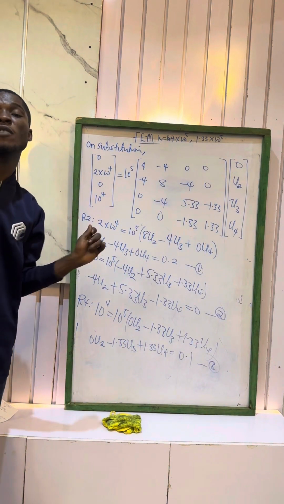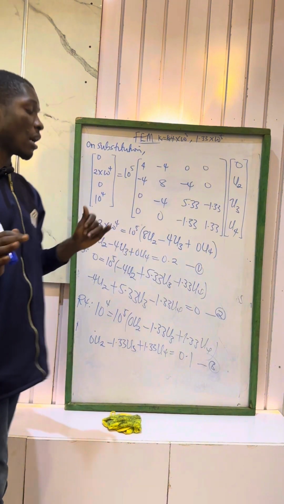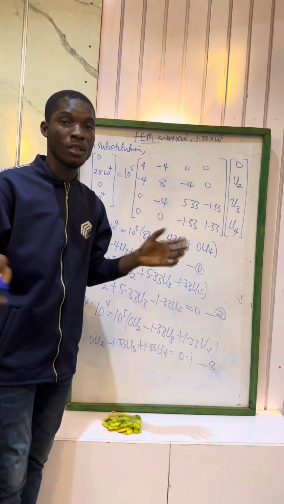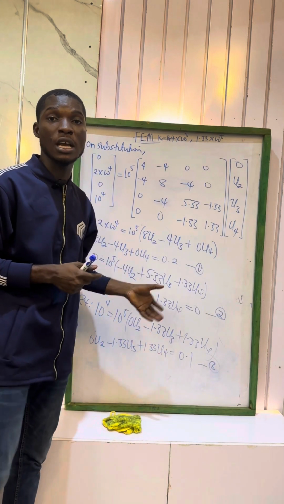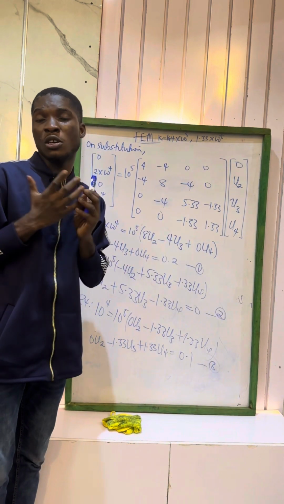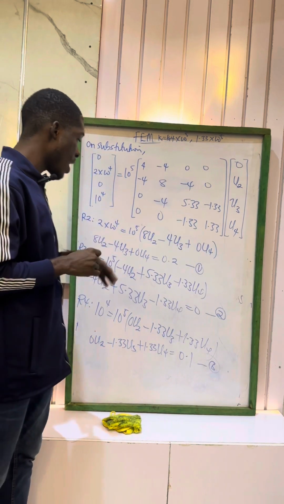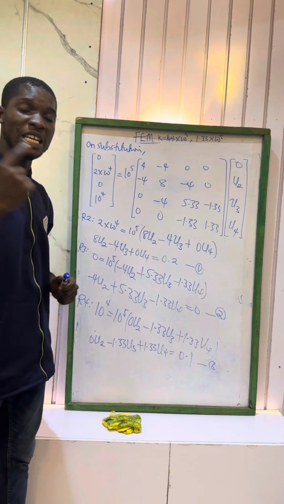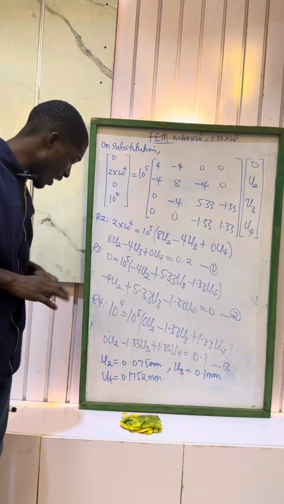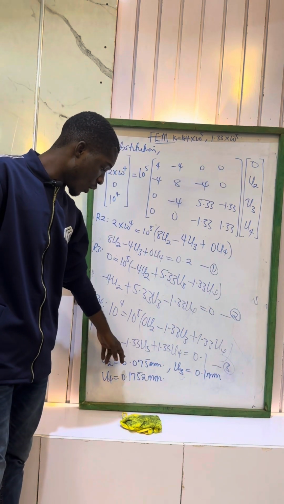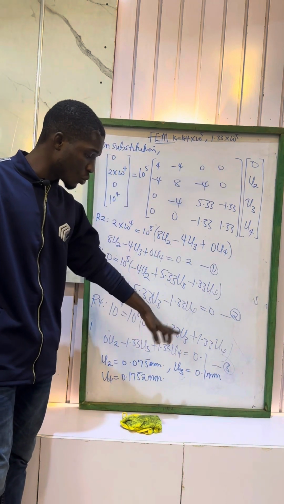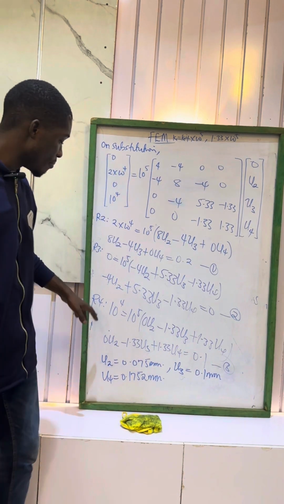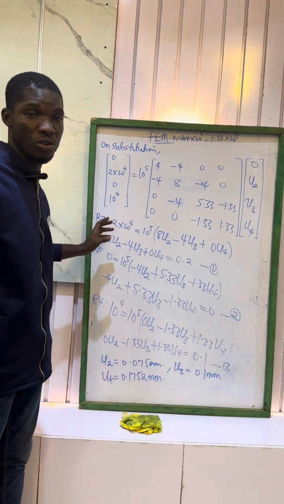Now, I'm having 3 unknowns and 3 equations, so I can solve this using simultaneous equations, by converting to a matrix and solving it using any method I like. If you have the time, you can use Cramer's rule to solve it. Just convert to matrix and solve it. But if you don't have the time, you have your calculator there. So take your calculator and insert these 3 equations, 1, 2, 3, accordingly. Then you get the answer for U2, U3, and U4. U2 equals 0.075 millimeter, U3 equals 0.1 millimeter, then U4 equals 0.1752 millimeter. You can use any method to solve these 3 equations.